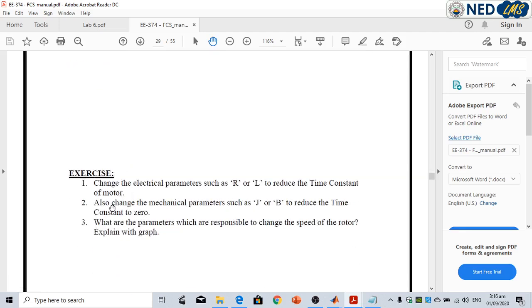The same is the case for these three exercises you have to do. This is all from this lab.